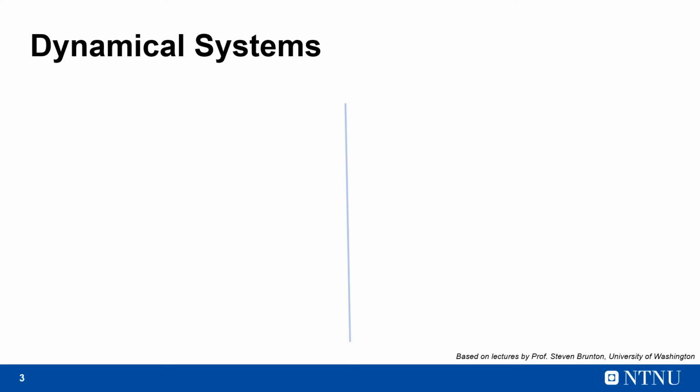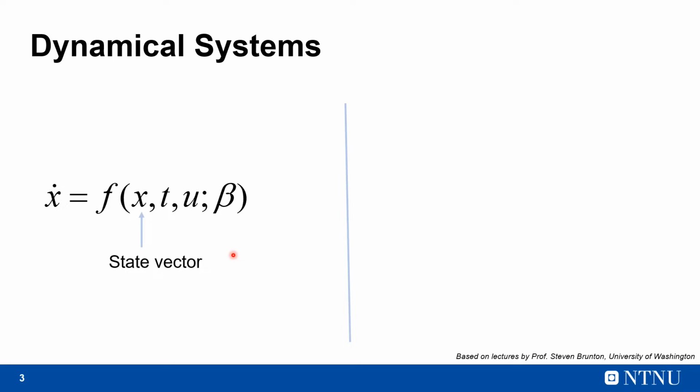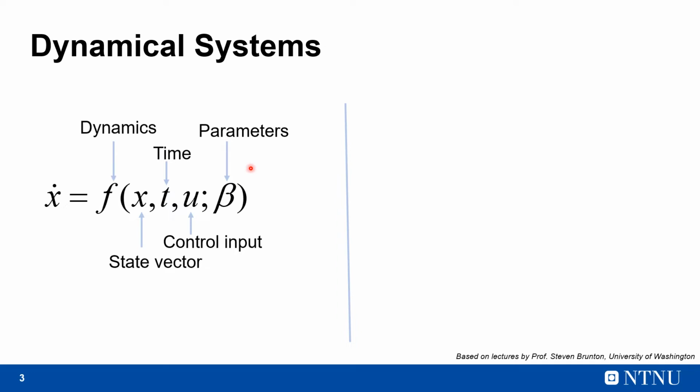So, what are dynamical systems? Dynamical systems are systems whose behavior can be expressed by equations of the form that appear on the slide. Here x is the state vector, t is time, u are the control inputs, and beta are the parameters. Here f is called the dynamics of the system.